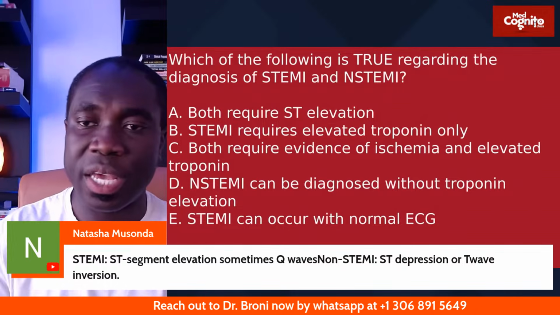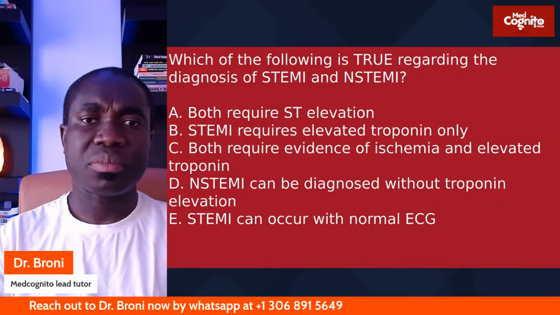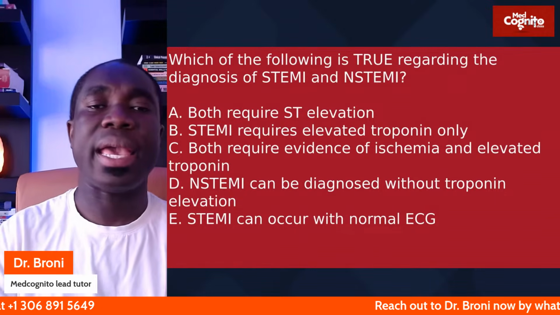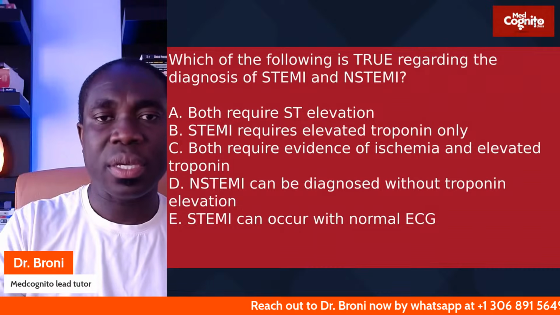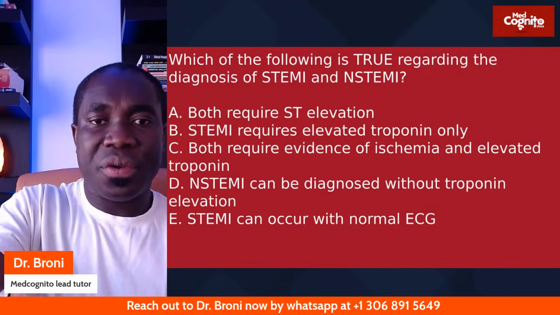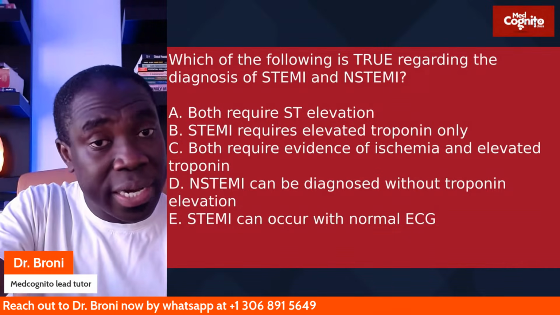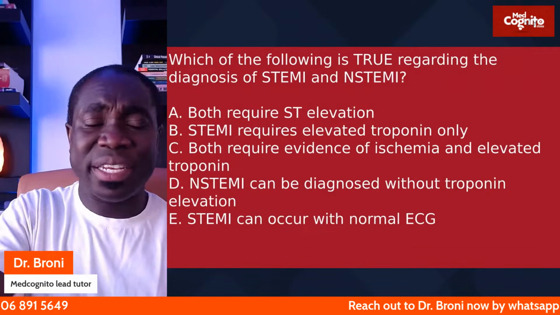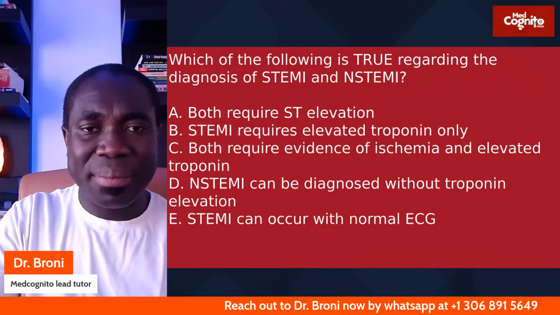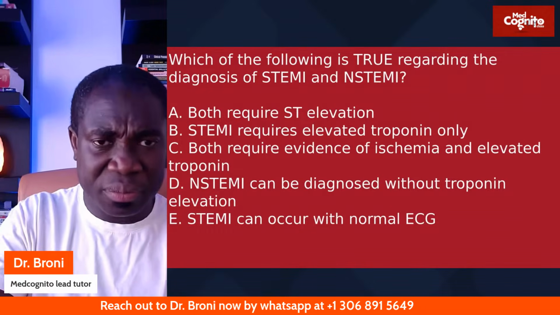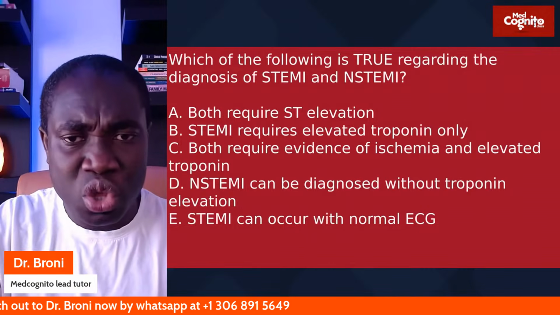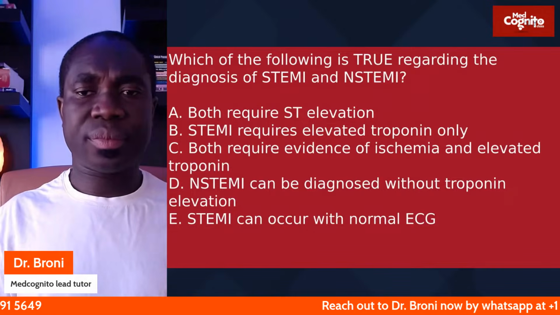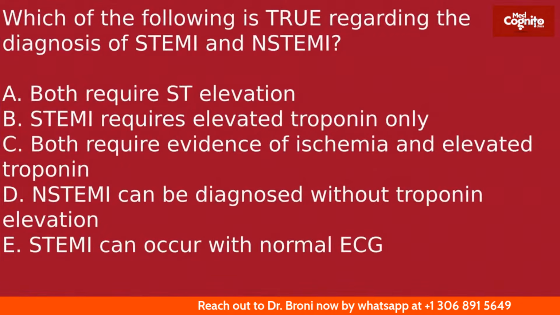So now let's deal with a question. Which of the following is true regarding the diagnosis of STEMI and NSTEMI? A, both require ST elevation. B, STEMI requires elevated troponin only. C, both require evidence of ischemia and elevated troponin. D, NSTEMI can be diagnosed without troponin elevation. And E, STEMI can occur with normal ECG. What's the correct answer?